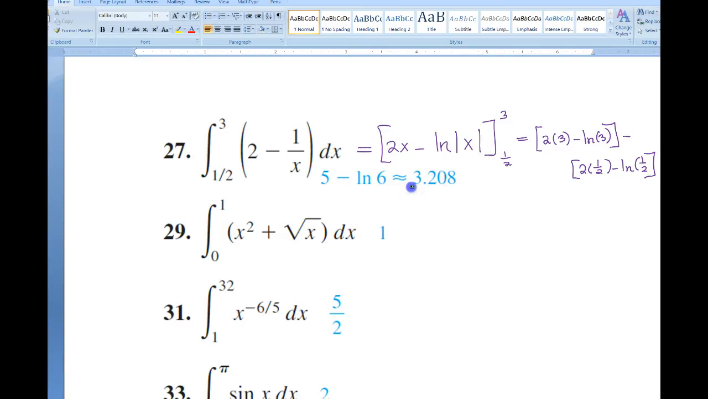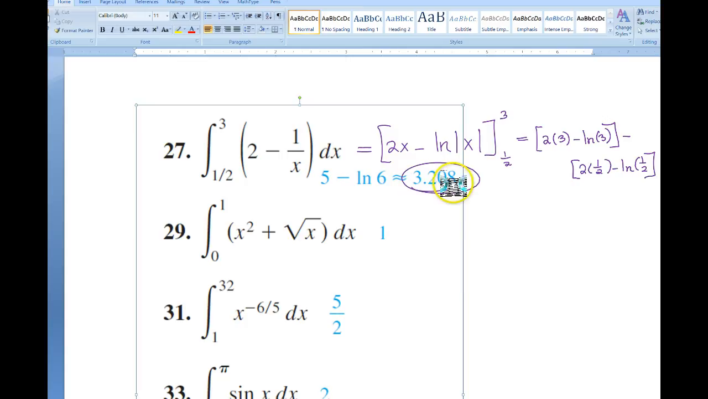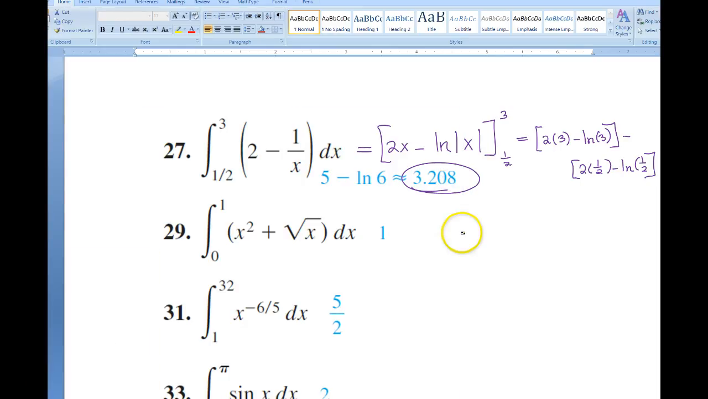Just for something like this, you can do the decimal approximation. I could show you, they use properties of logarithms. If you want me to show you, I can. So we should get about 3.208. You would be able to use your calculators. I could show you how they got the 5 minus ln 6, but it's just using properties of logarithms. Let's look at the next one.